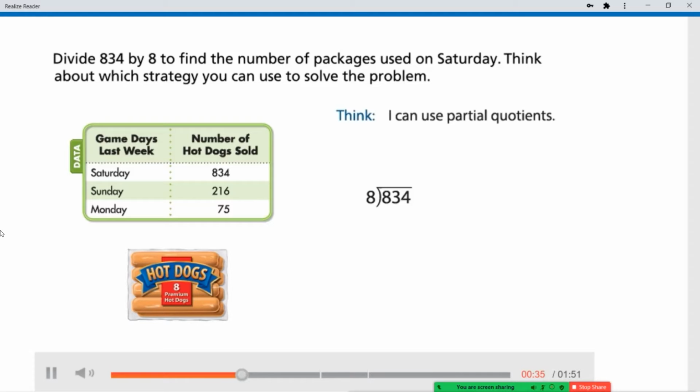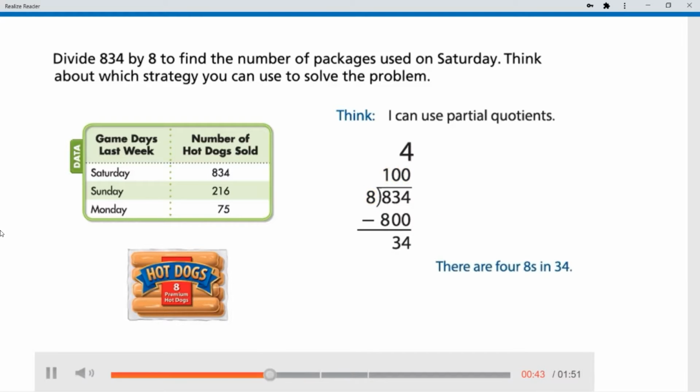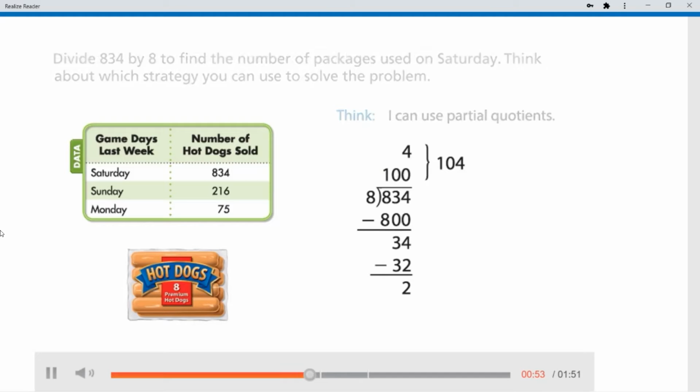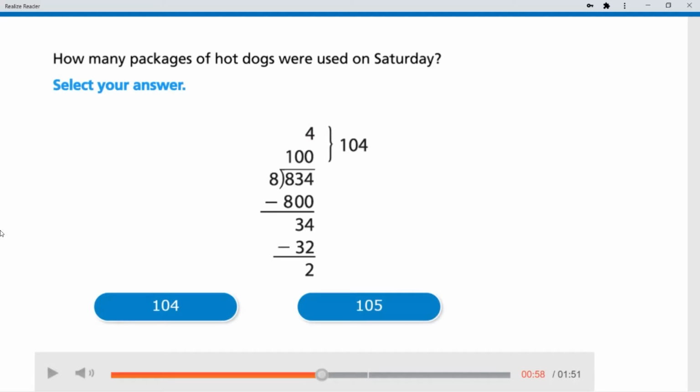Think, I can use partial quotients. There are 100 8s in 834. There are 4 8s in 34. 834 divided by 8 equals 104, remainder 2. How many packages of hot dogs were used on Saturday? Select your answer.